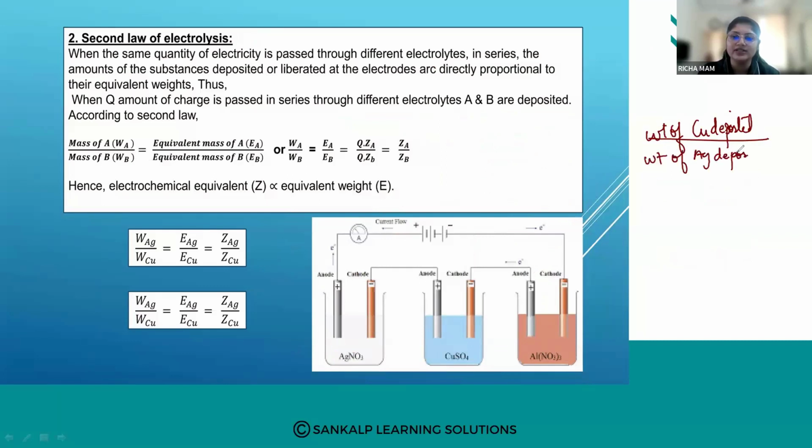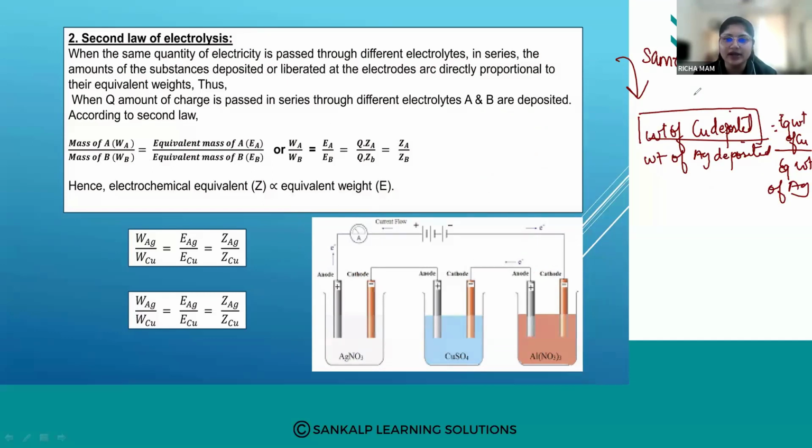The weight of copper deposited upon the weight of Ag deposited will be equal to the equivalent weight of copper upon the equivalent weight of Ag. So with the same current passing, whatever the amount of substance deposited or liberated at the electrode, it will be proportional to its equivalent weight. So this is the first condition.